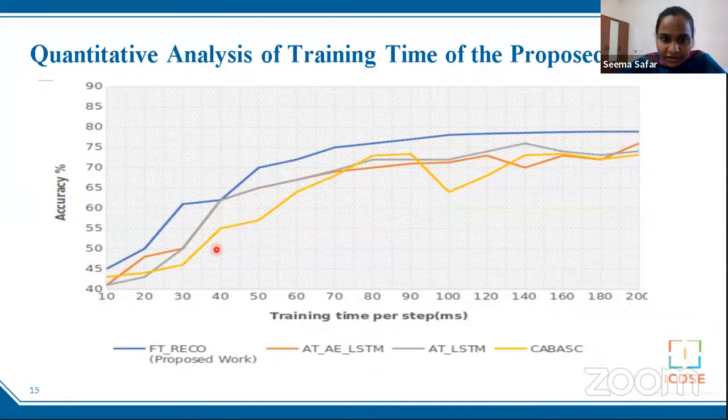Whereas when we look at the other models, we can see that there are oscillations and it is taking much more time. Here you can see a drop in the accuracy level, and there is much more time to settle down the accuracy.